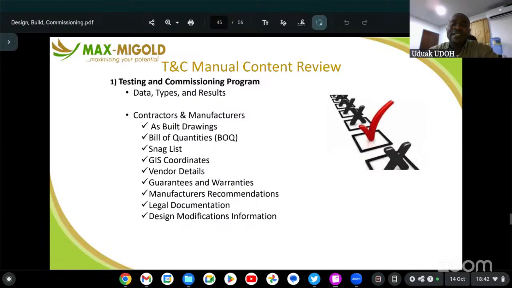It's a compilation of all these documents, not limited to these. It depends on the scope of the project. Then you can always get more documents attached to it. The as-built drawings, the bill of quantity, the snag list. The snag list is issues that were not treated during the construction stage. During construction, at times you can always see that there are some high-rise buildings that are littered with lights, right?